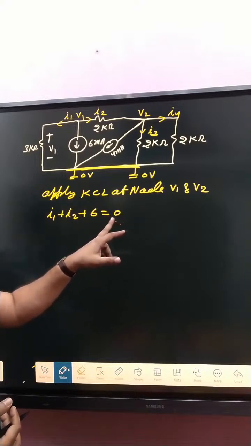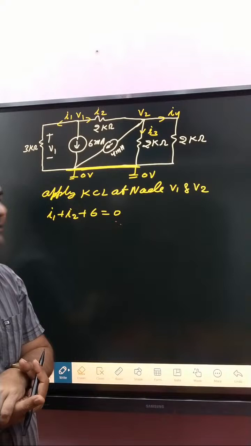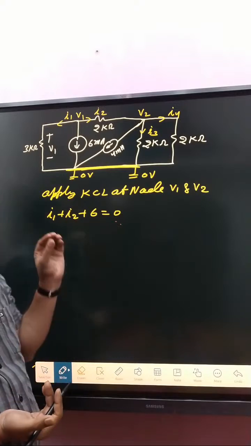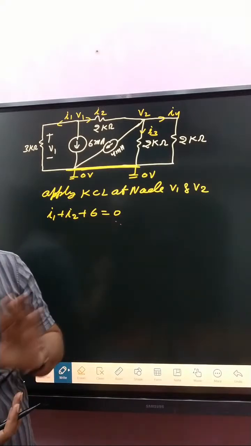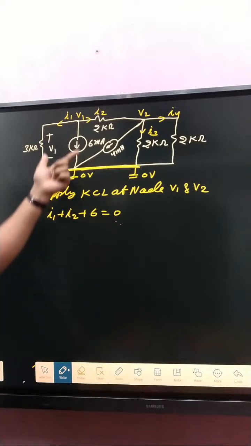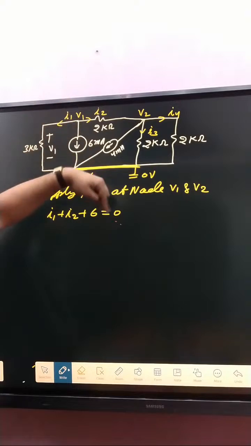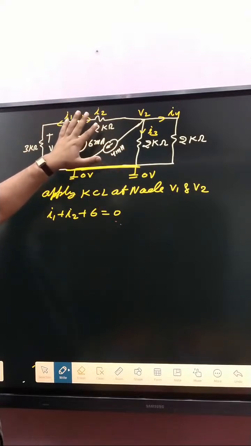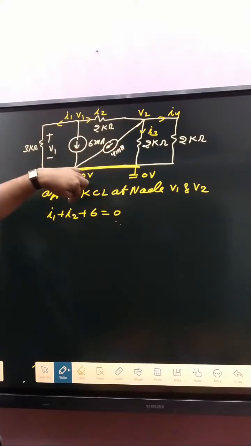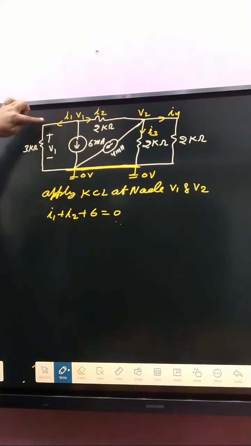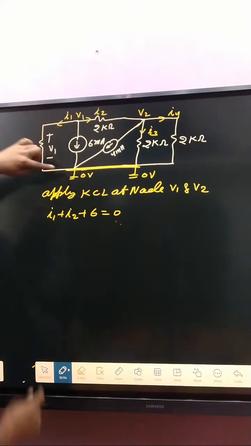If you apply KCL, what does KCL say? The sum of incoming current is equal to the sum of outgoing current at any node. So outgoing currents are I1, I2 and 6, equal to no incoming current, so 0. Clear? So what about I1? I1 is V1 minus 0.